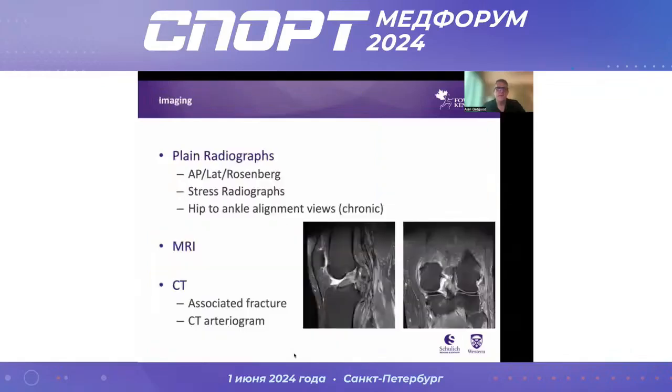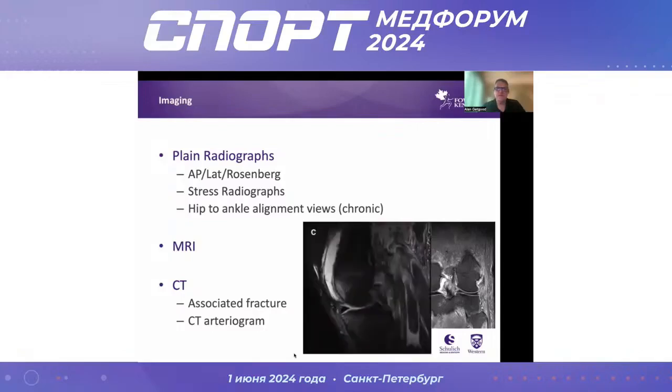For our imaging, we can use plain radiographs as standard. AP and lateral Rosenberg stress radiographs are helpful in the chronic scenario, as are hip-knee-ankle alignment films. MRI is useful to determine what is injured. It doesn't necessarily tell you the extent of the injury, or at least it doesn't tell you anything about the patholaxity. And CT scans are utilized when looking for associated fractures.